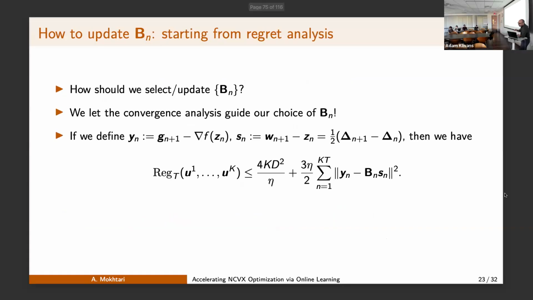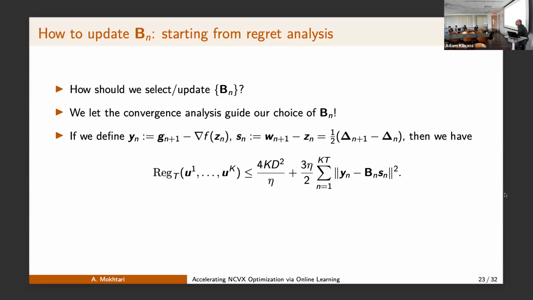So if I go with any B, I can show that the regret would be bounded by this upper bound. How did we get to this bound? It's irrelevant. But the important thing is, if I go with that hint function and B is an arbitrary matrix, I can show that the regret after k steps would be something dependent on y_n minus B and s_n. s_n is the difference of two consecutive steps, and y_n is the difference of the consecutive gradients. Now the question is, how should you pick B_n to make this term as small as possible?